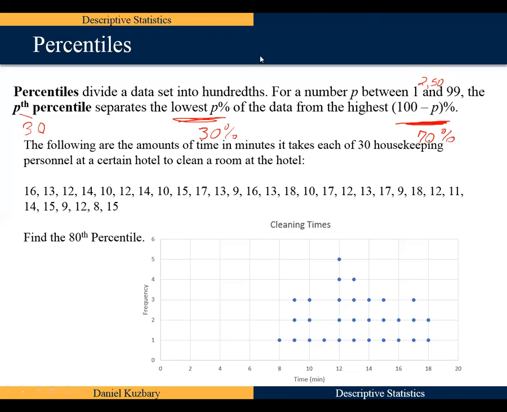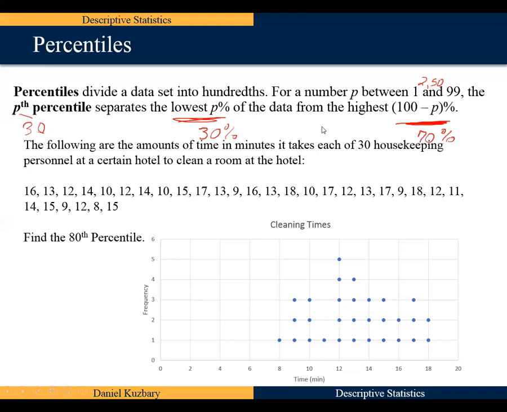So the 100 minus p suggests kind of like an opposite. So if we're doing percentages, the opposite of 30% is 70%. If I were to do 40%, the opposite would be 60%, and so on. So don't get freaked out by these letters. This is what this is saying: it separates the lowest 30%, if it's the 30th percentile, from the highest 70%, or so on.